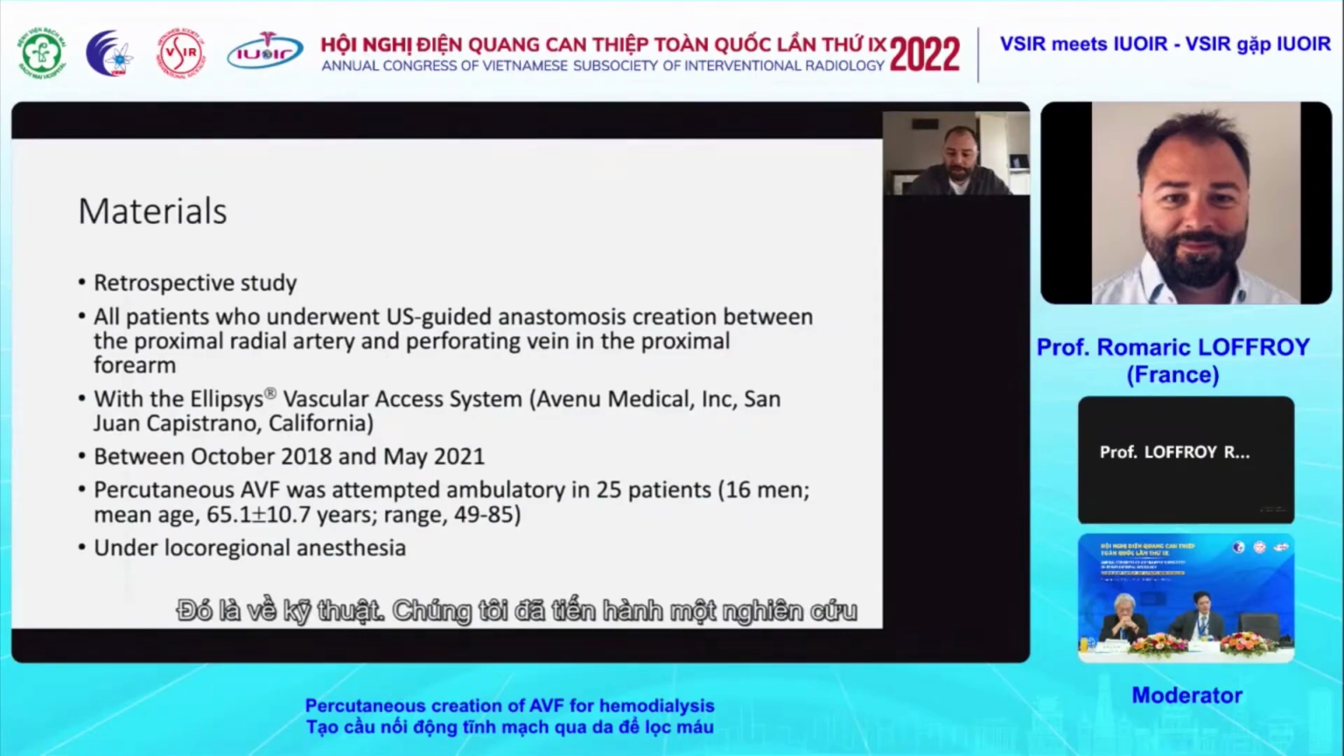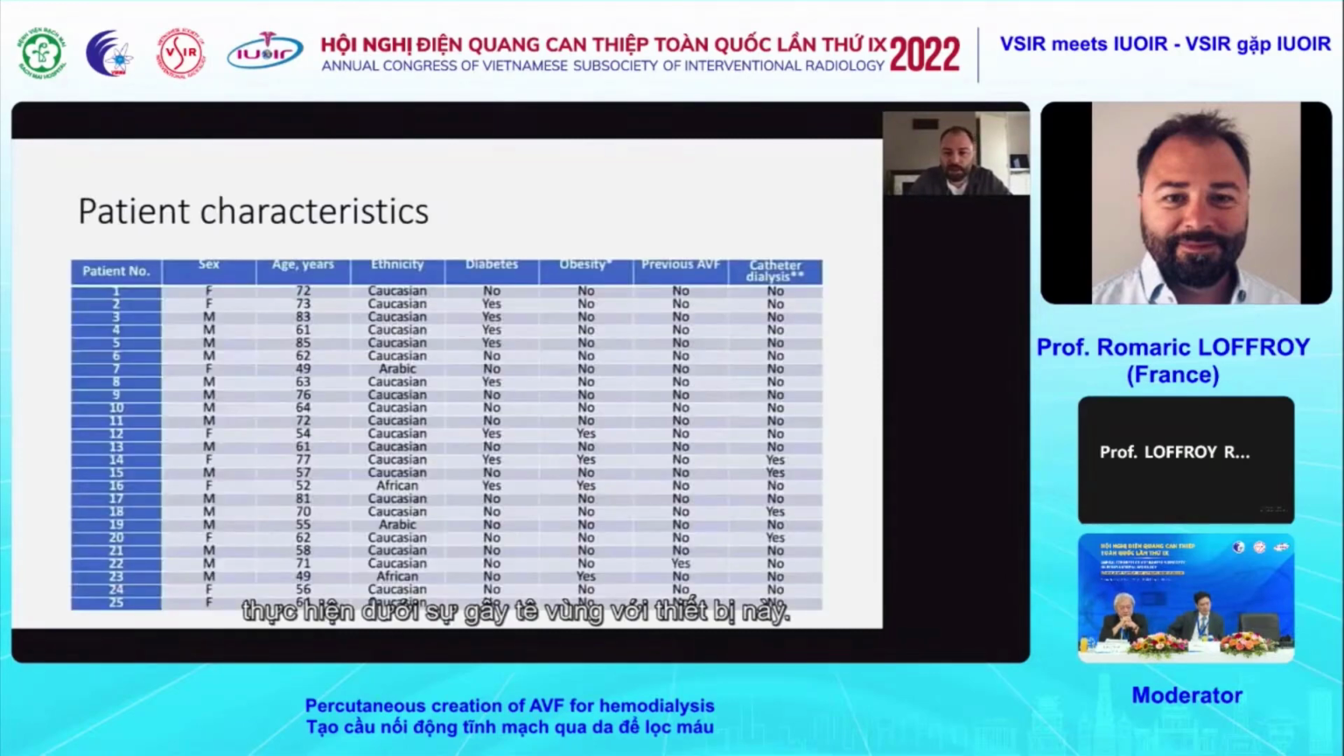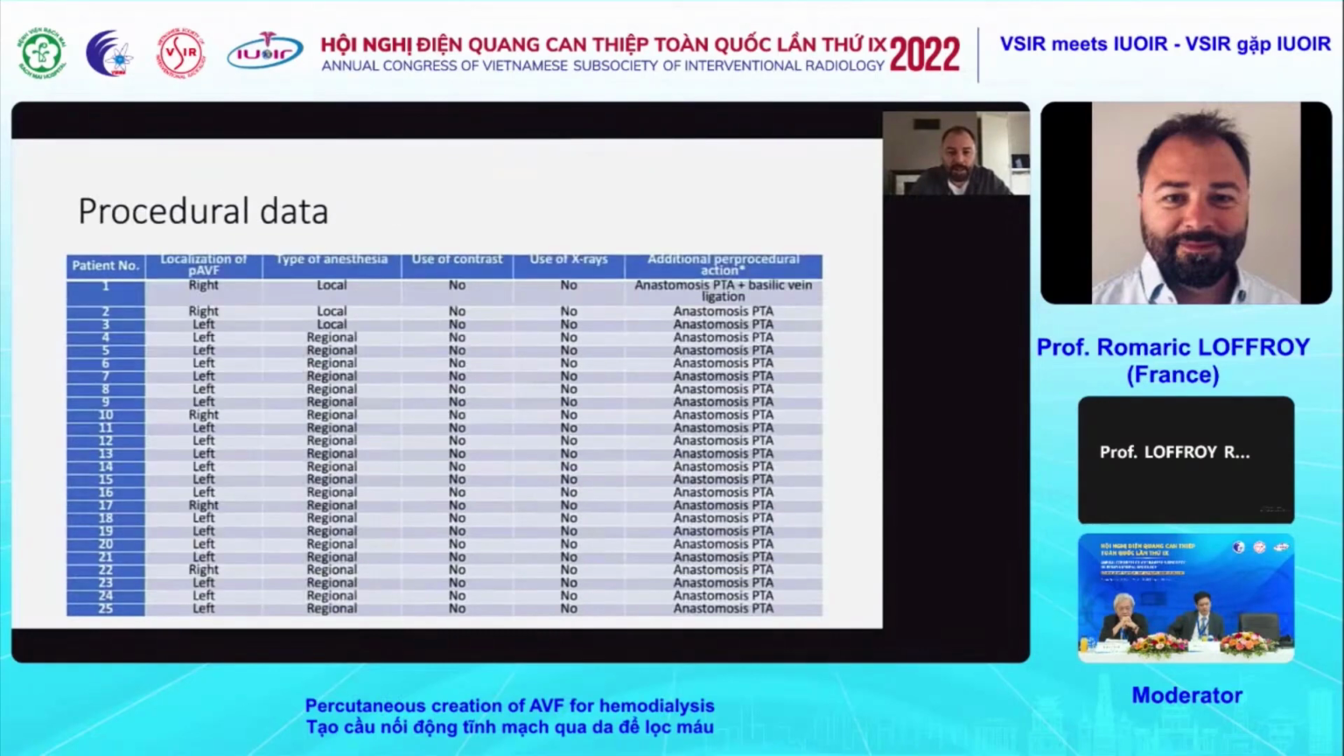So this is the technique, and so we analyzed our experience with 25 patients over the last 3 years under local general anesthesia with this device. So as you can see here, mainly Caucasian patients. Of course, most of them had no catheter dialysis before and no previous arteriovenous fistula before. So it was a first one in the majority of patients, mainly on the left.